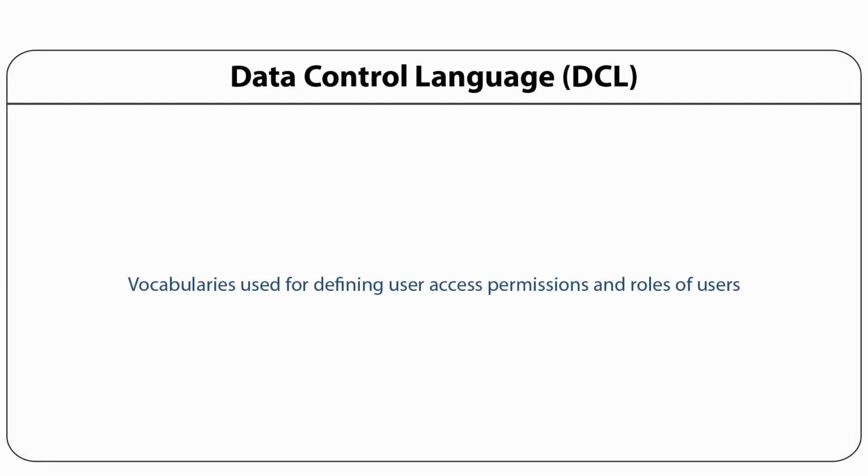Data control language, DCL. DCL basically is vocabularies used for defining user access permission and roles of users. Normally in any database management system, we have different users, and not only that, we have different levels of users with different levels of permissions associated with the users. Some users are given the privilege of system administration. That means they can delete, edit or change the structure of database.